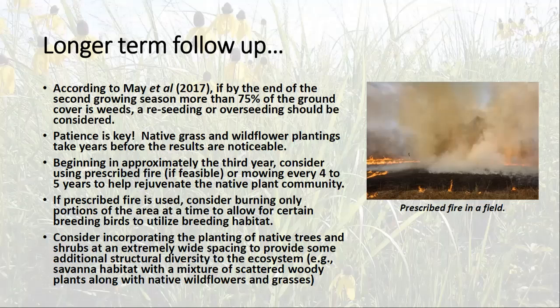Something else to consider is incorporating native trees and shrubs at extremely wide spacings within the project area. This provides additional structural diversity, and it's just charismatically, it's pretty cool in my opinion. And the most common habitat people associate with what I'm describing here is called savanna habitat. So if you've ever been in a savanna habitat in the Midwest, you'll see widely spaced oak trees, like bur oak, for example, scattered amongst native grasses and native wildflowers. It's a really cool ecosystem.